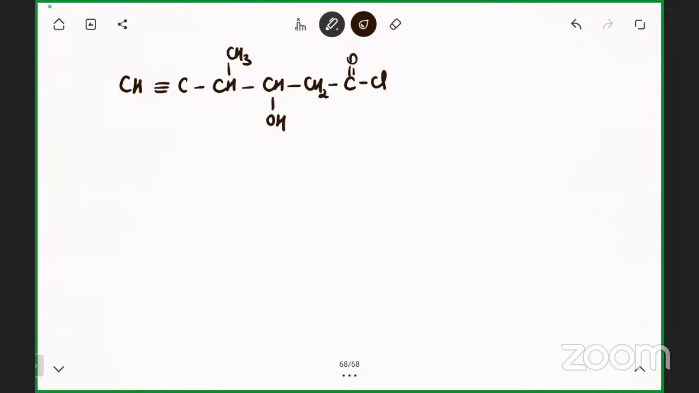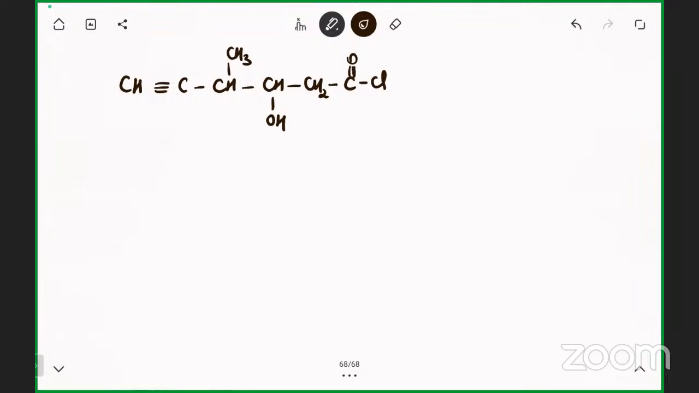First of all, which functional group? Alcohol and ketone. Alcohol is correct, but just look at the last. It is acid chloride. Very good. See, this is the difference. I told you earlier also, it was Cl with the C=O bond, so it's known as acid chloride.